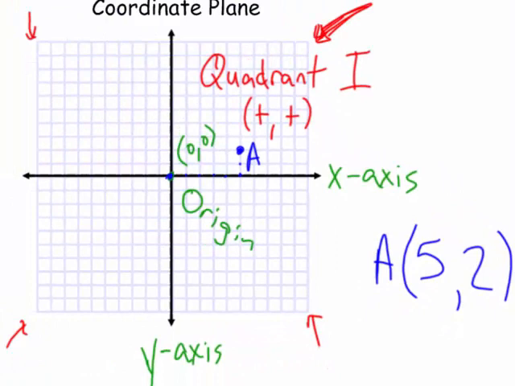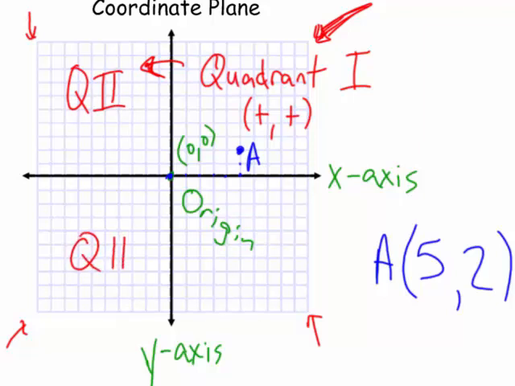So remember, quadrant 1 is where both are positive. And then we work, it's kind of goofy, we actually work counterclockwise. So we go left over here next, and that would be quadrant 2, followed by quadrant 3, followed by quadrant 4. And I got Roman numerals for all those.